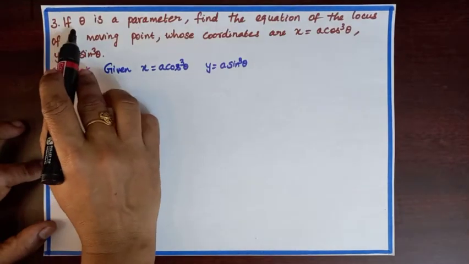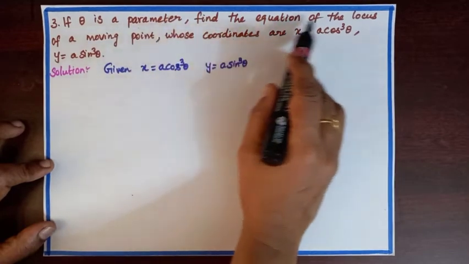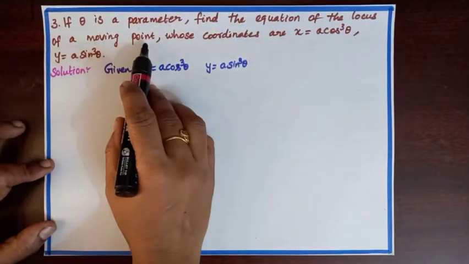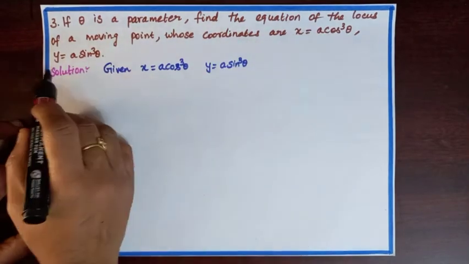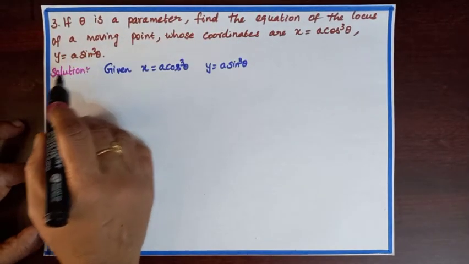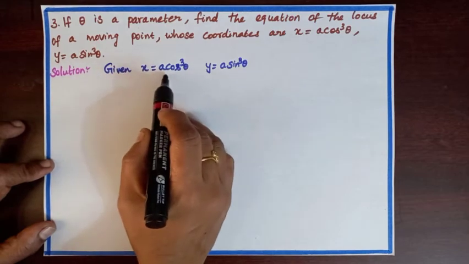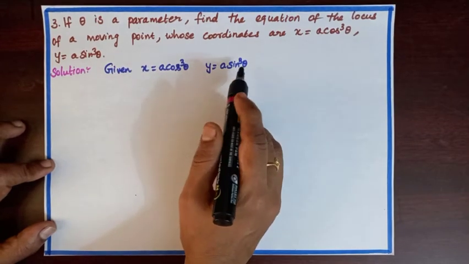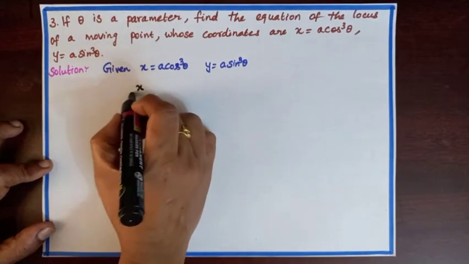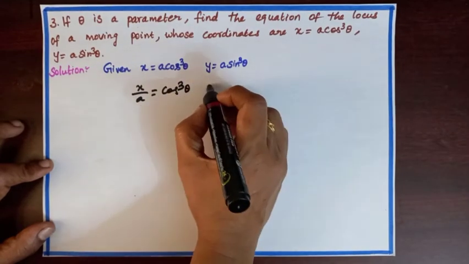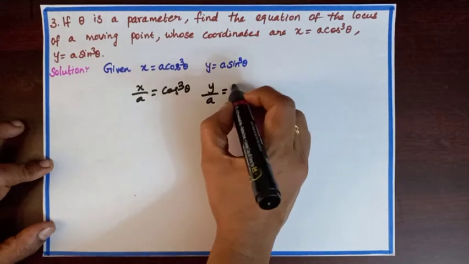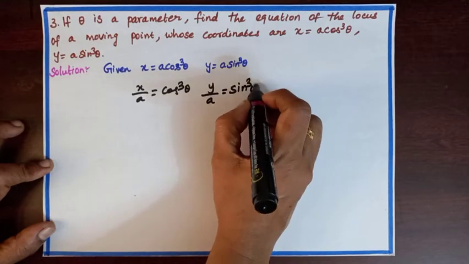Question number 3. If theta is a parameter, find the equation of the locus of a moving point whose coordinates are x equal to a cos cube theta, y equal to a sin cube theta. Given x equal to a cos cube theta, y equal to a sin cube theta. x by a equal to cos cube theta, y by a equal to sin cube theta.